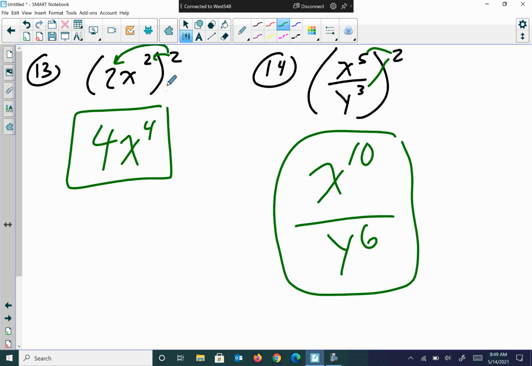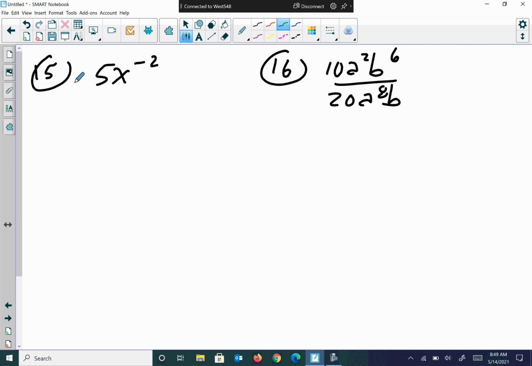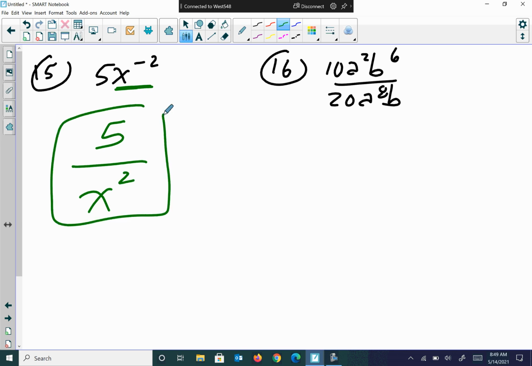Cool, we're still recording, that's always good. Number 15, this is the only thing that's raised to a negative exponent, so 5 stays on top. x to the second moves to the bottom.